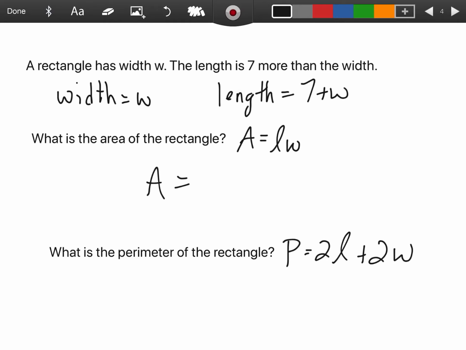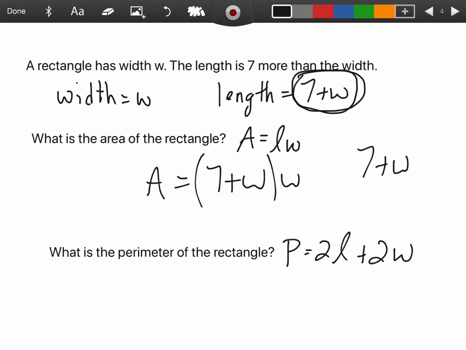So now what is the area of that rectangle? That area is going to be equal to (7 plus W) times W. Okay, and I put the 7 plus W in parentheses because that is what my length is equal to. So I need to substitute in this whole 7 plus W in parentheses. Otherwise, if I wrote it as just 7 plus W times W, well, then I'm only multiplying W times W. It needs to multiply by the whole length, which is 7 plus W.